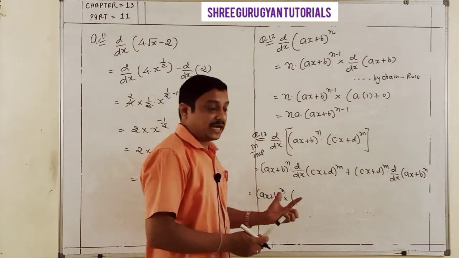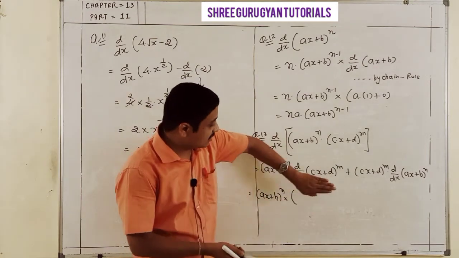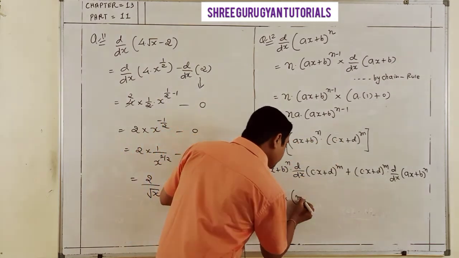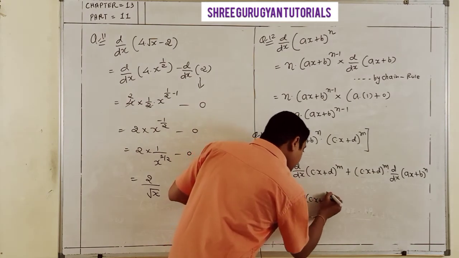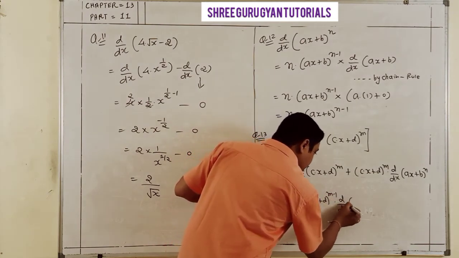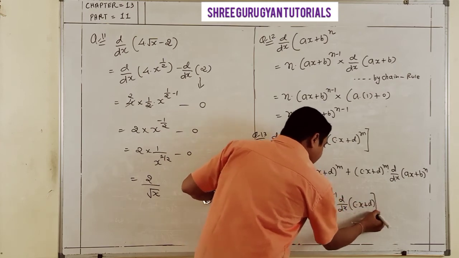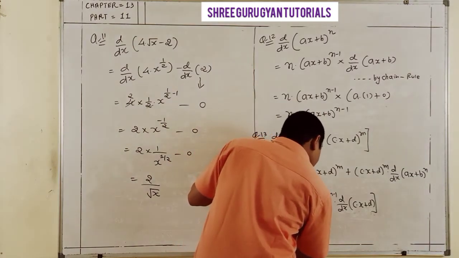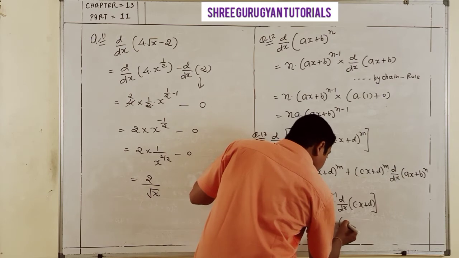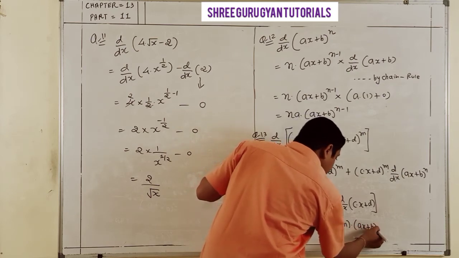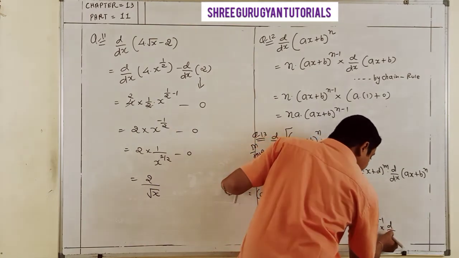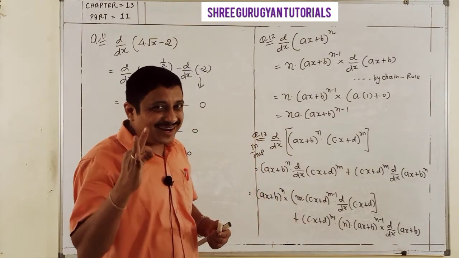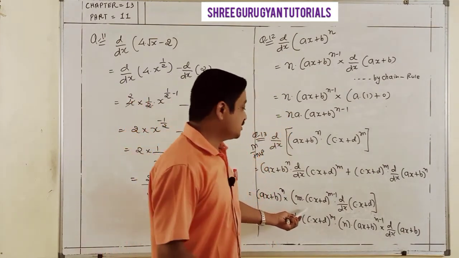Here I will show my working rule. Consider this as x raised to n. So my derivative is m (cx + d) raised to m minus 1, and the derivative of cx + d is pending. Now the second one, plus (cx + d) raised to m, here n (ax + b) raised to n minus 1, and this derivative of ax + b is pending, students. Correct? I only showed the working rule for the chain rule.